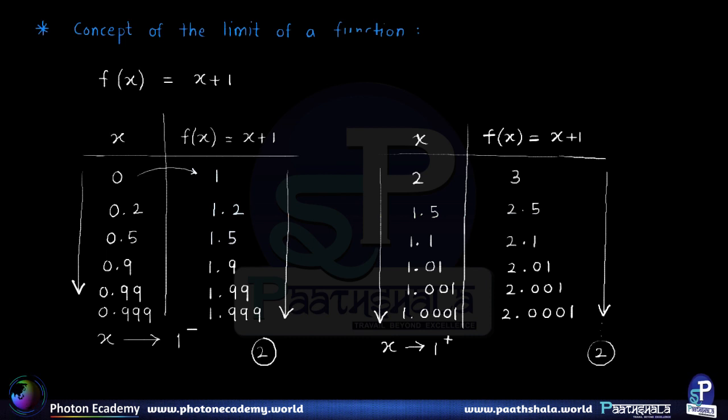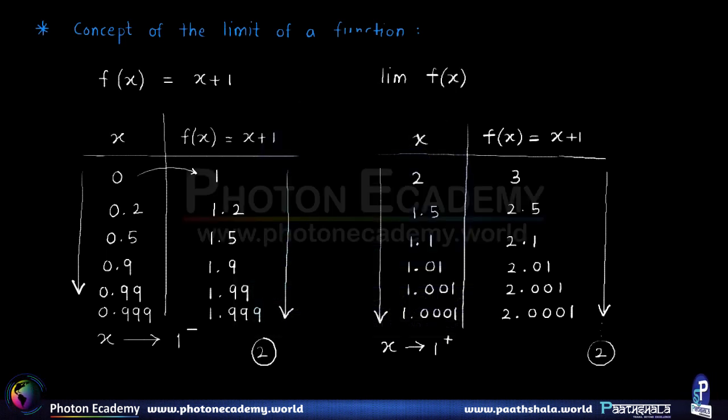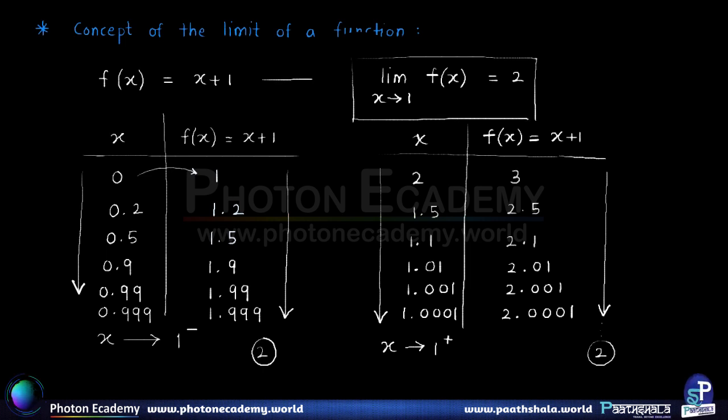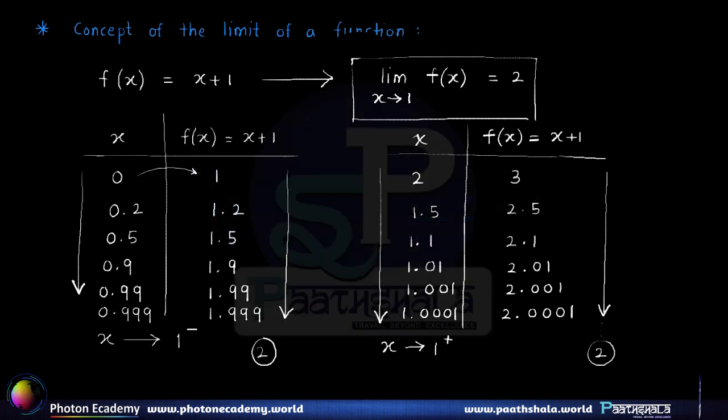Alright, so therefore we write this particular fact in this manner, that is we write it as limit of the function as x tends to 1 is equal to 2. So this is the example which we have taken. So with respect to this particular function, this is the meaning of limit, right? Remember that we are just observing the behavior of f of x as the variable x becomes closer to a certain real number.